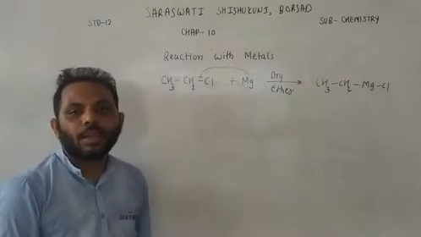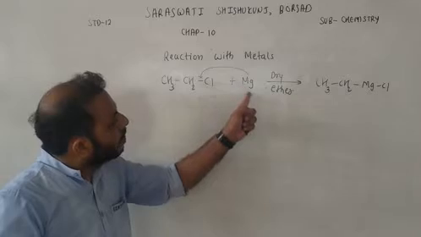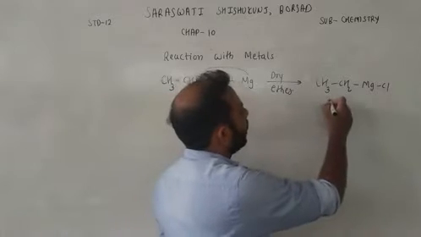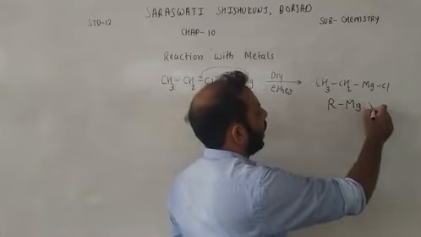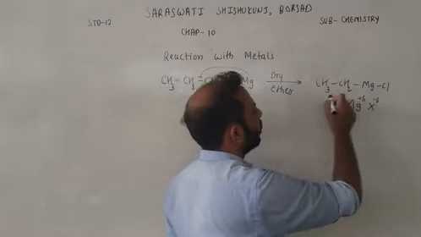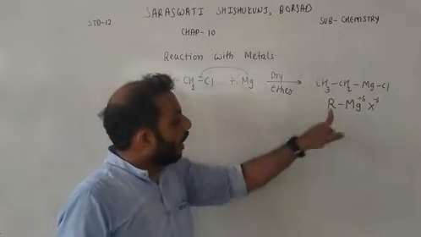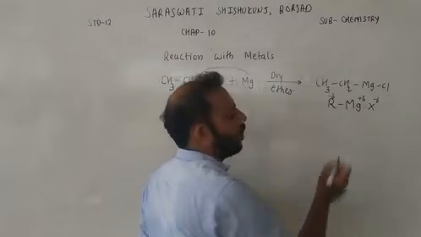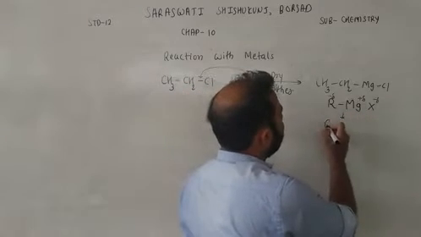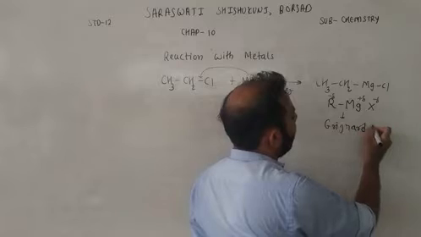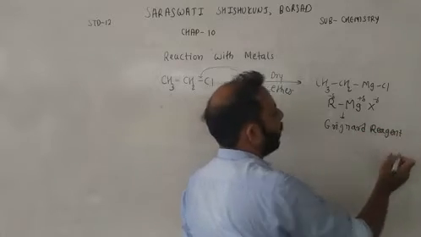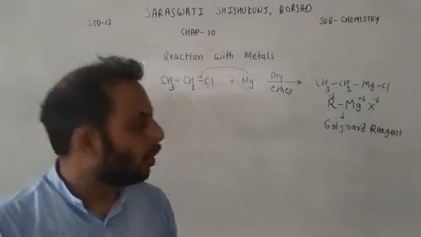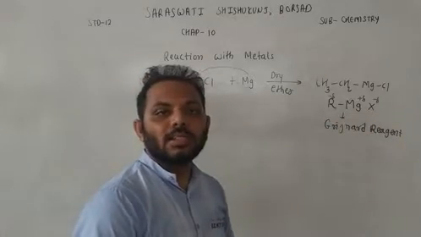So again, haloalkane reacts with magnesium in presence of dry ether and it will form alkyl magnesium halide. It is generally written as RMgX. R means alkyl, magnesium halide. This is alkyl magnesium halide, and this is known as Grignard reagent. Remember this. We have already seen Grignard reagent in standard 11. Alkyl magnesium halide is known as Grignard reagent.